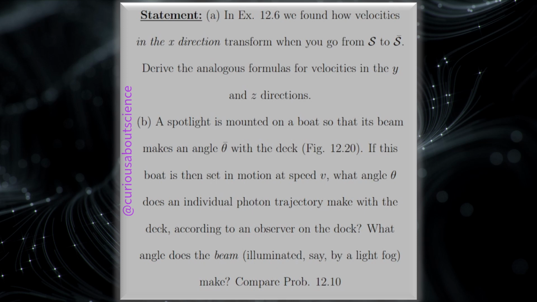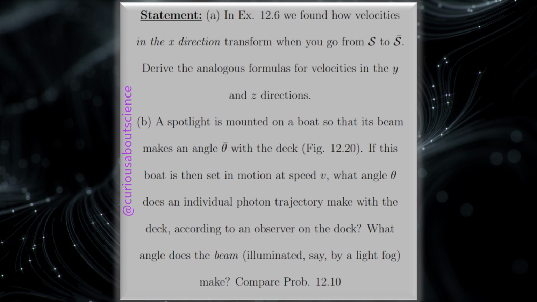Part B. A spotlight is mounted on a boat so that its beam makes an angle theta with the deck, figure 12.20. If this boat is then set in motion at speed v, what angle theta does this individual photon trajectory make with the deck, according to an observer on the dock? Okay, so we got two different points of interest there. What angle does the beam, illuminated, say, by a light fog, make? Let's compare this to problem 12.10, where we had a boat moving with a mast.